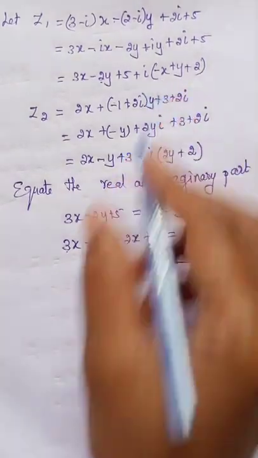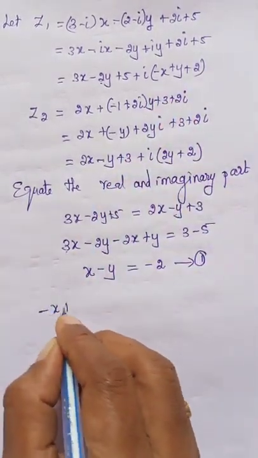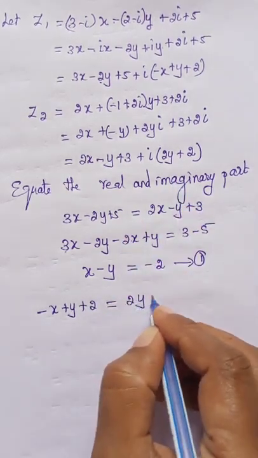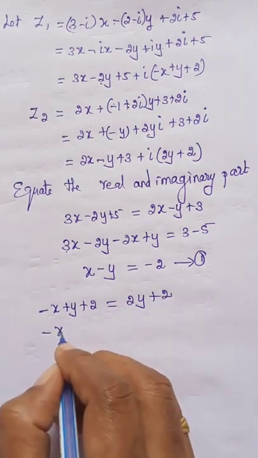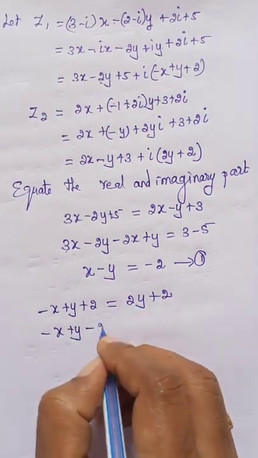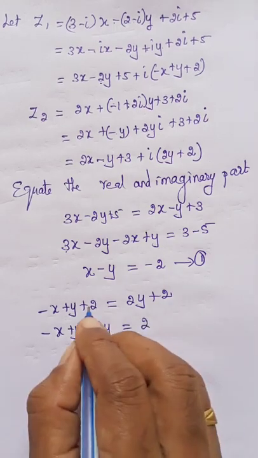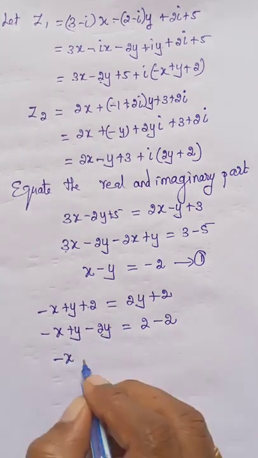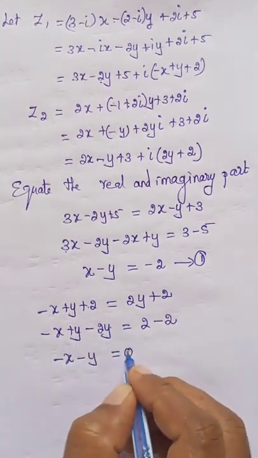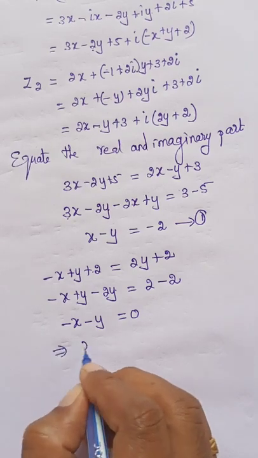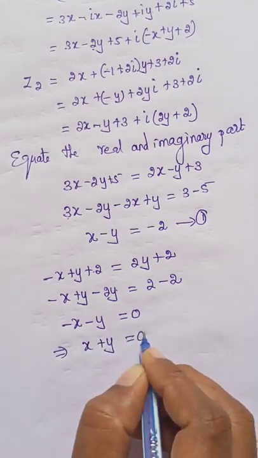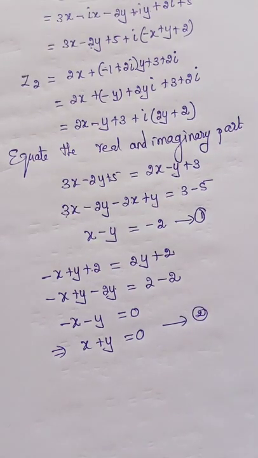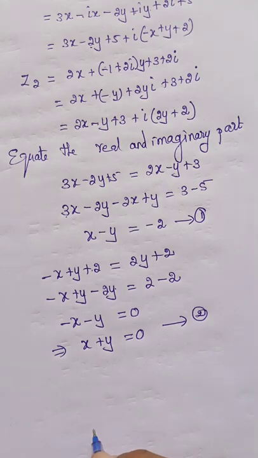Then the imaginary part: there, minus x plus y plus 2 is equal to 2y plus 2. So minus x plus y, bring that here, minus 2y is equal to 2. This plus 2, when it comes to the next side, minus 2. So we may get minus x minus y is equal to 0, which implies x plus y is equal to 0. So we can mark it as equation number 2. Now solving equations 1 and 2, we should find what x and y are.